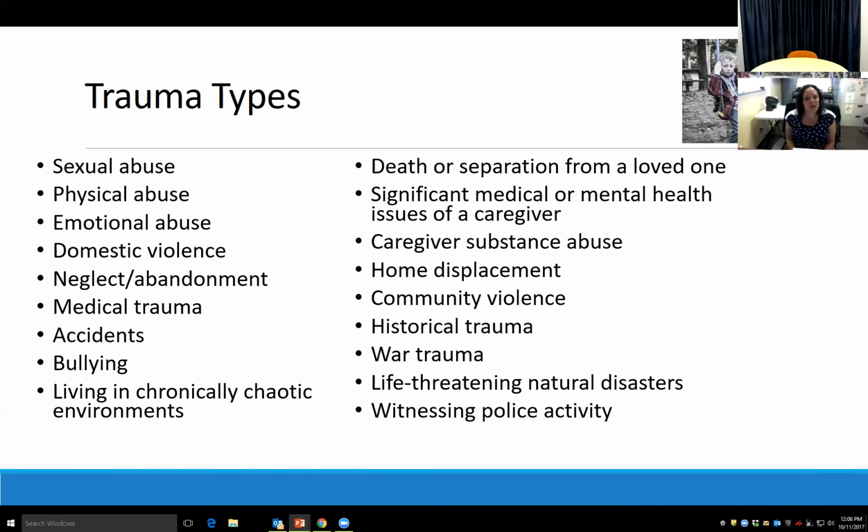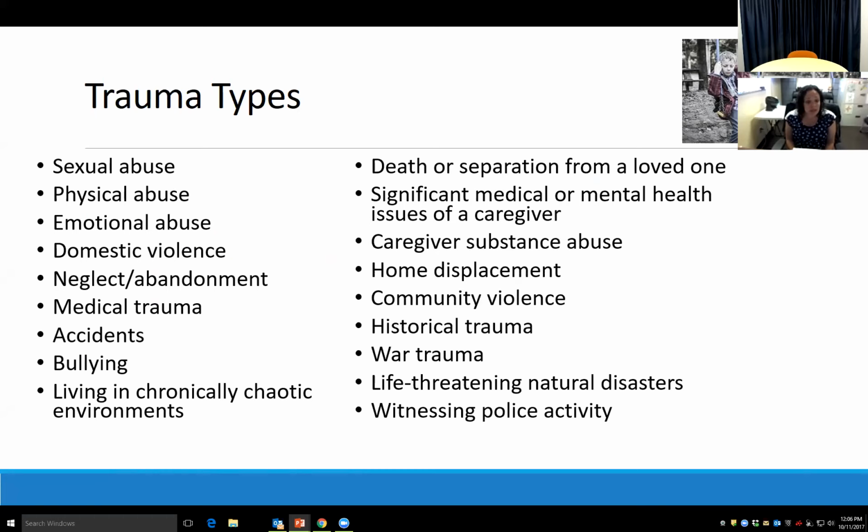Having a caregiver who has significant medical or mental health issues. Sometimes that, particularly the mental health side, can fit in with the chaotic environment. If you have a caregiver who's struggling with their mental health and is very chaotic or unpredictable in and of themselves, that can be really scary or traumatic for a child. Similarly, caregiver substance abuse can be traumatic.